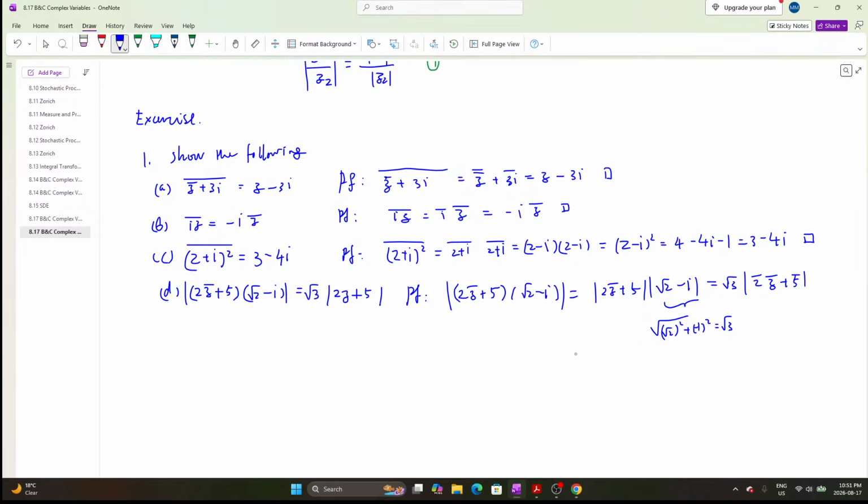Now what you have inside of the modulus can be written as one big conjugate, the conjugate of 2z plus 5, and then take the modulus. But now we can use the fact that a complex conjugate and the original complex number have the same modulus. This way you can get rid of the bar. So that's the square root of 3 times the modulus of 2z plus 5, as needed. So we're done. That's part D.